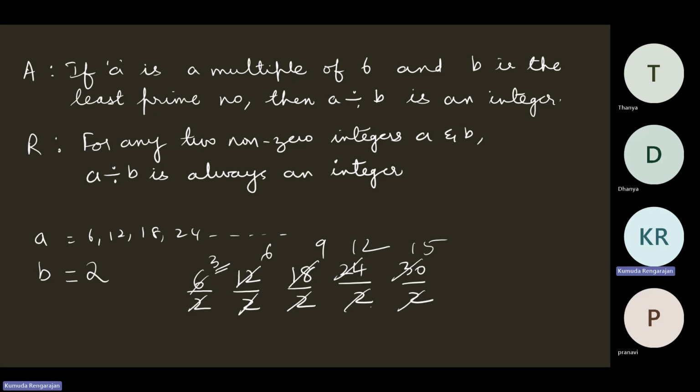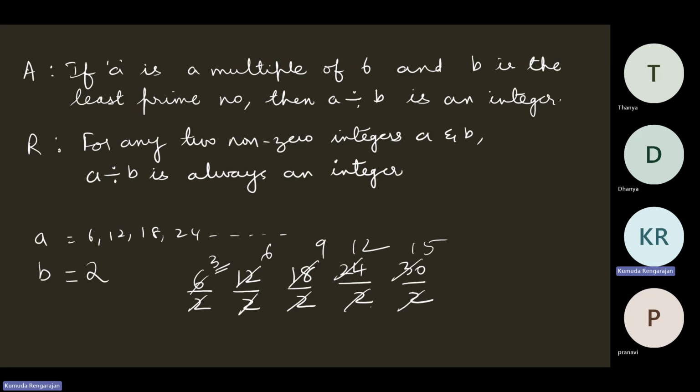So A is a multiple of 6 and B is 2. When you divide A by B, the smallest value you get will be 3, because 6 by 2 is 3. Then 12 by 2 is 6. You can see the answer is always an integer. So the assertion is true.